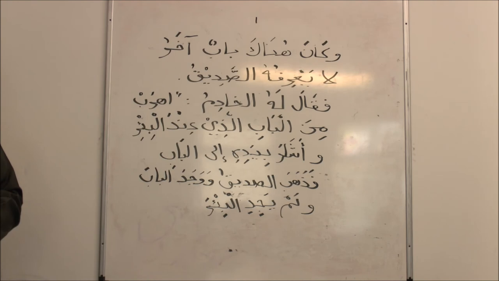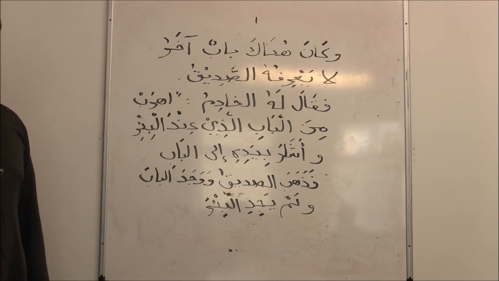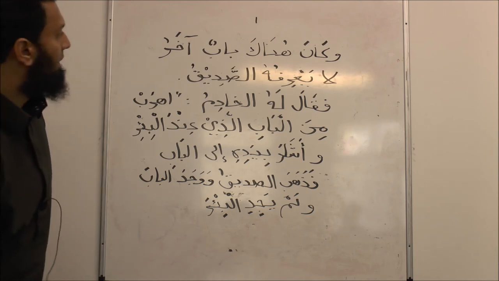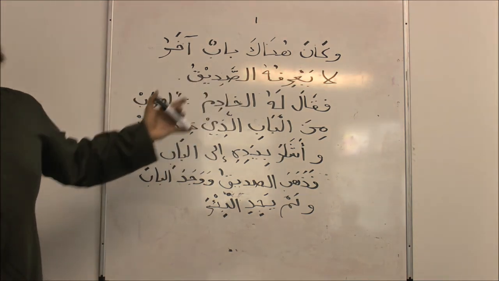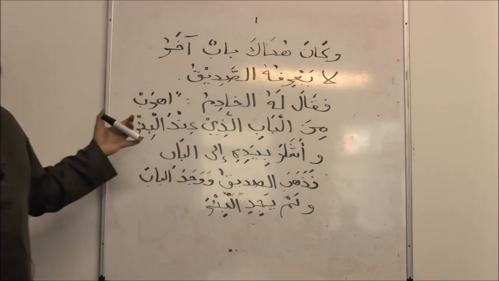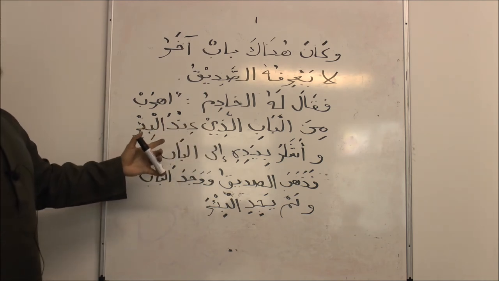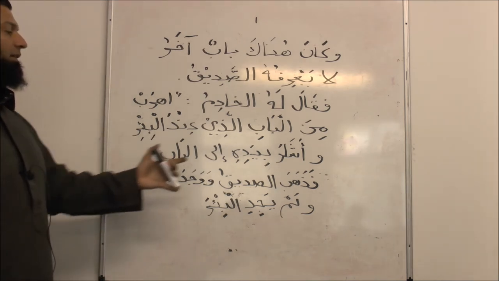Right. So, Shabaz, you can translate it from the top. وَكَانَ هُنَاكَ بَابٌ آخَرٌ. There was another door. لَا يَعْرِفُهُ الصَّدِيقُ. His friend doesn't know about it. فَقَالَ لَهُ الْخَادِمُ. The servant said to him: اخْرُجْ. Exit, escape from that door which is at the well. Al-bi'ri, the bi'ri is the well. At the well.